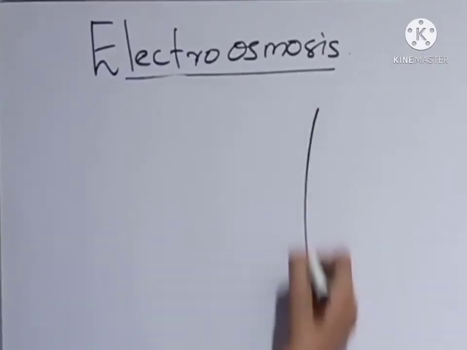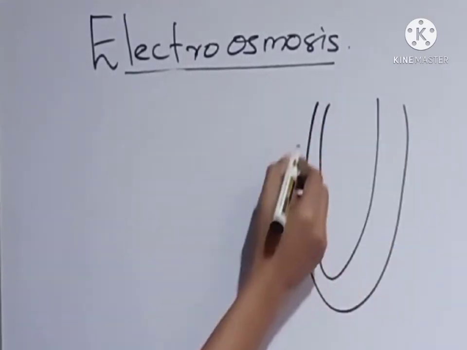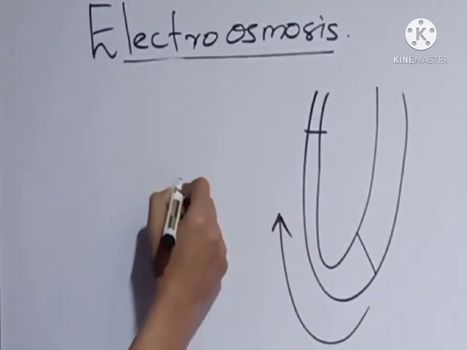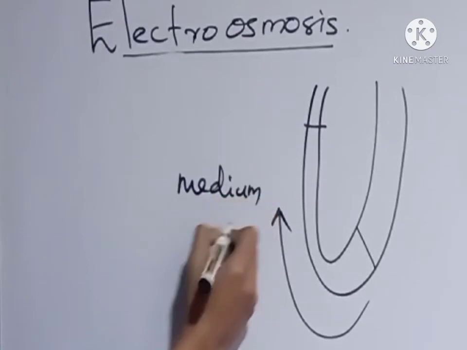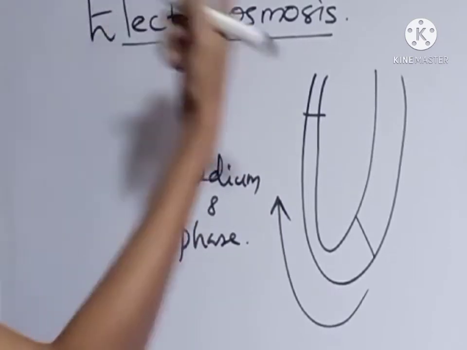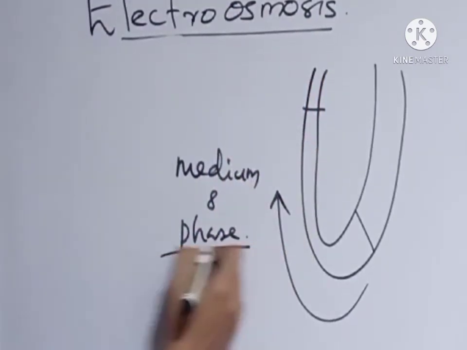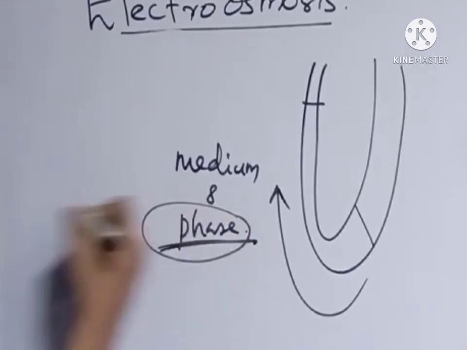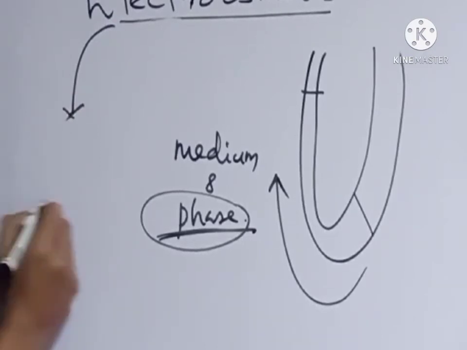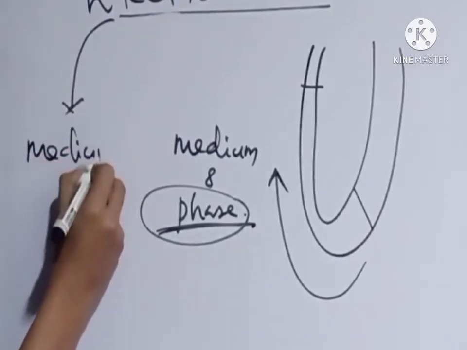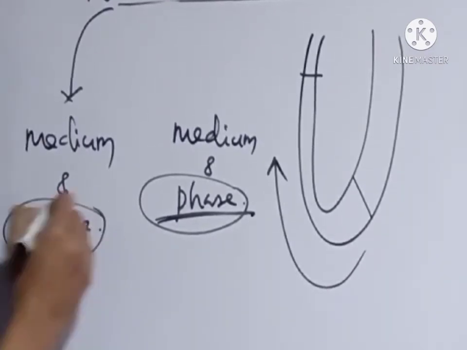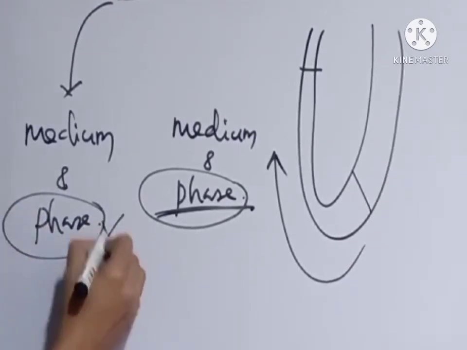In electrophoresis, the colloidal particles move along with the medium, that is, the medium and the phase both move towards the electrode which is oppositely charged with respect to the dispersed phase. But in the case of electroosmosis, the movement of the colloidal particles, that is, the movement of the dispersed phase, is prevented.